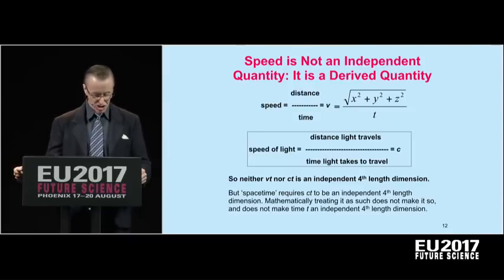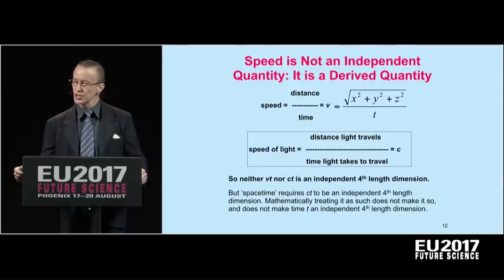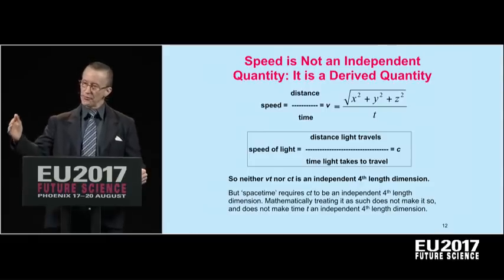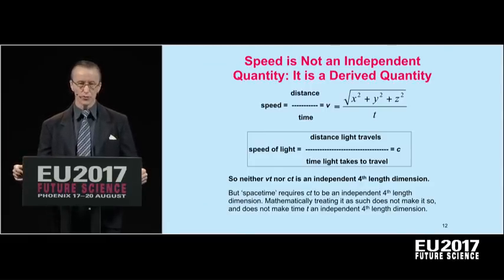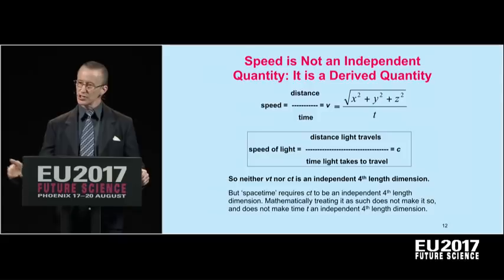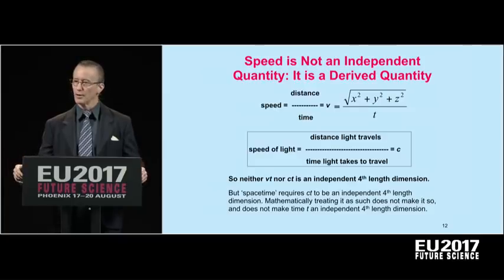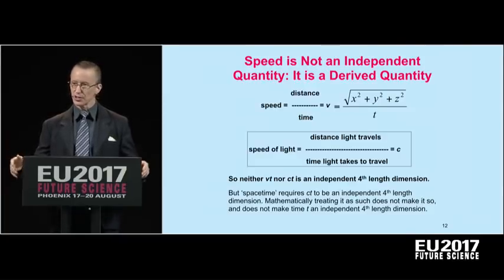Space-time requires Ct to be an independent fourth length dimension, because C times T, that's a distance. Now we can add that distance to other things. If you have a distance, you can add it to distances. This is how time is snuck into an equation to jumble up space and time and give you the idea of space-time. Well, it's not. It's just some kind of space with all length dimensions.